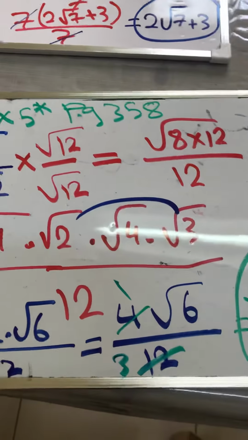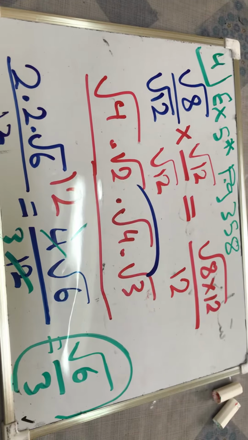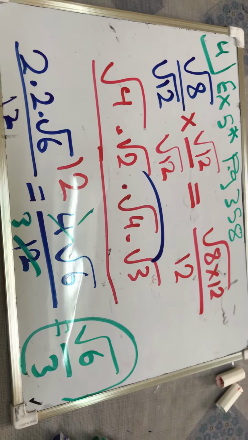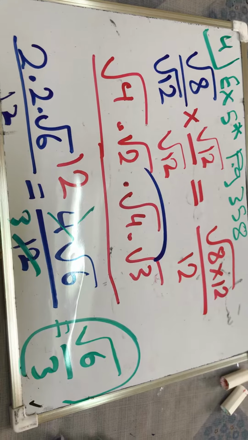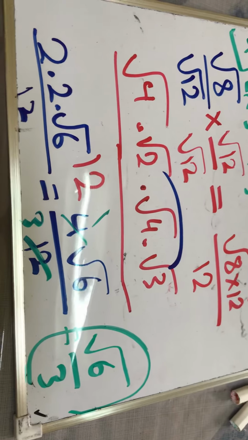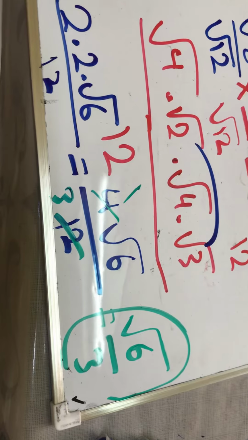Okay, so this is exercise 4, exercise 5 star, number 4, page 358. I have square root of 8 over square root of 12 multiplied by square root of 12 up and down. And you will reach the answer square root of 6 over 3.